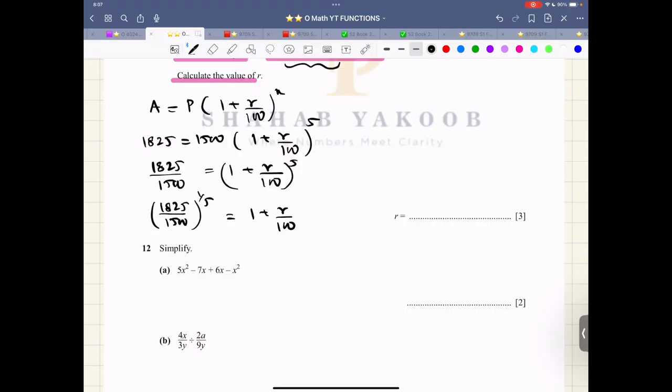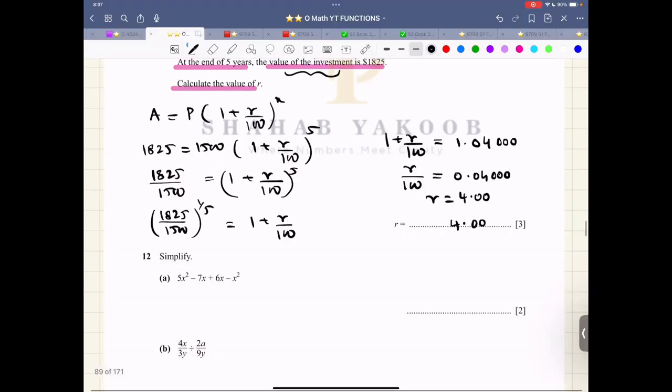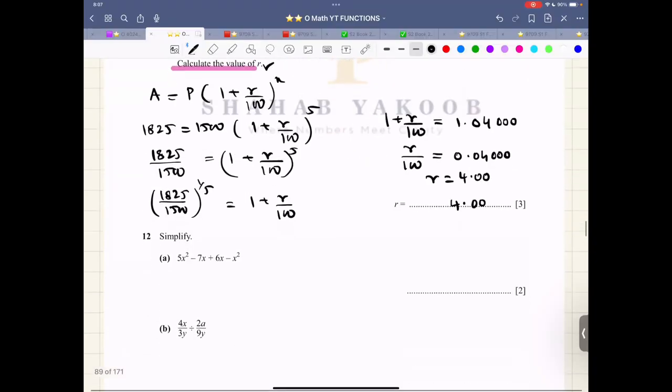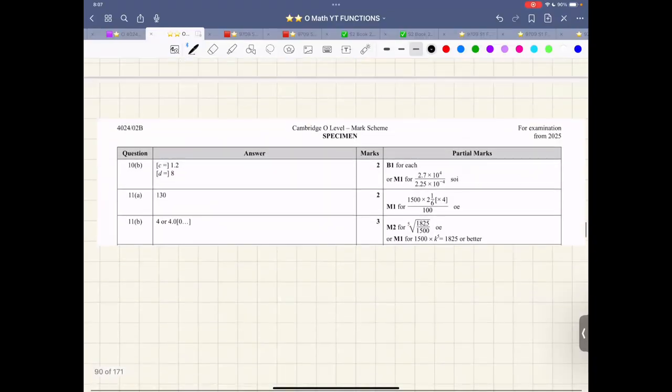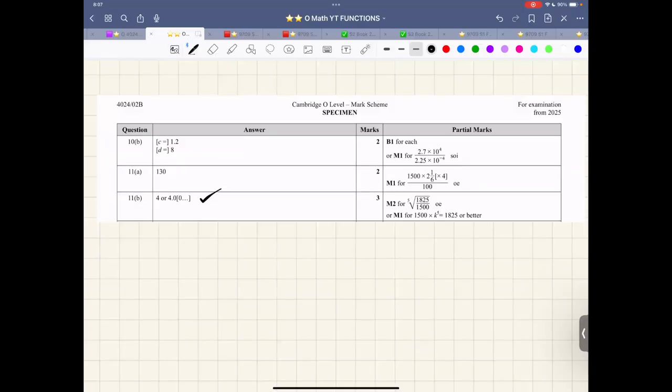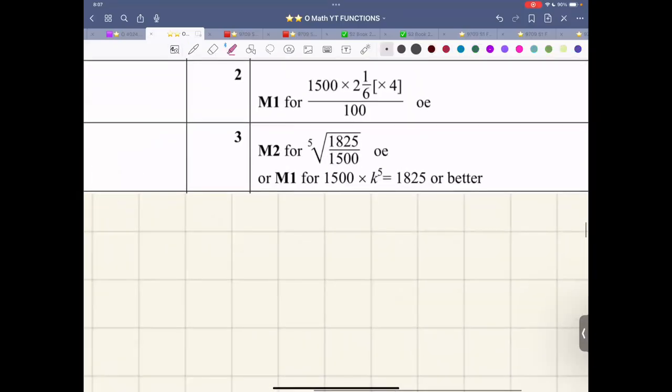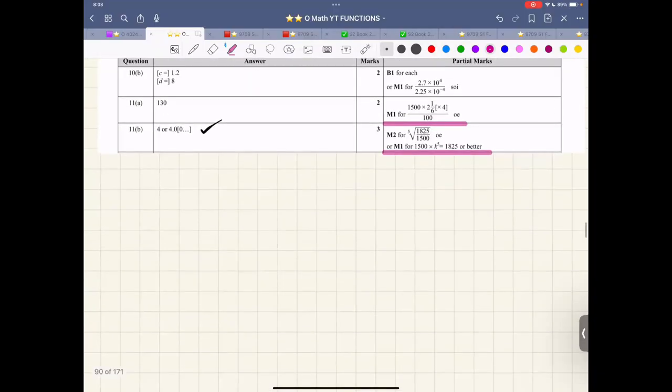I'm writing this as 0.2. And this comes out to be 1 plus R over 100 comes out to be 1.04 and then many zeros. I think I just did one step in my head. And this comes out to be 0.04000. Therefore, R comes out to be 4.00. So R is 4.00. They're asking the value of R. Percentage is already written, so you don't have to write a percent over here. That is the working that they have shown over here. Just focus on this. Got it? So now these were O-level math questions.